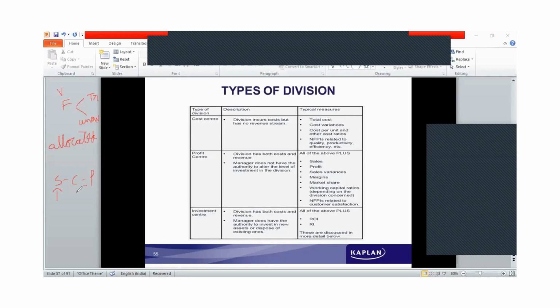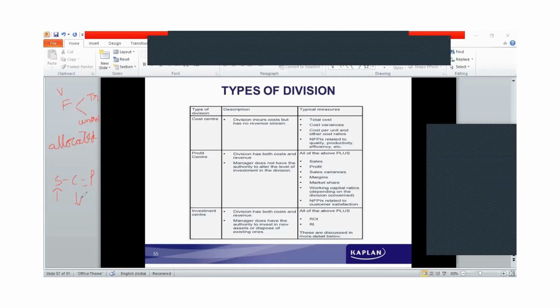At the same time, they should also take measures to cut down on the cost so that the profit is at maximum. So to generate sales and to cut down on the cost will result in better profits. And all cost related measures are applicable here.